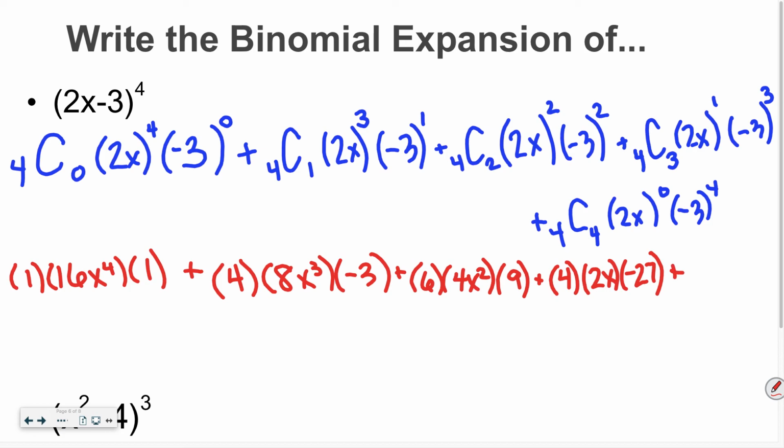And then our last term, 4 combinations of 4 is 1. 2x to the 0 is 1. And negative 3 to the 4th is 81. I don't have room for my parentheses, but you can forgive me, right? It's better than what happened prior.